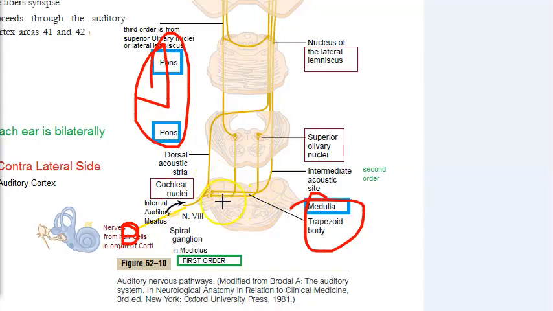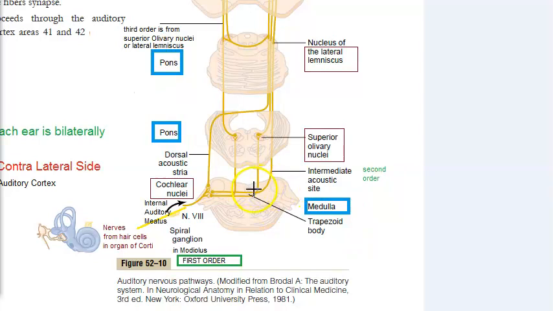Then the second order neurons pass to the opposite side. So you can see the second order neurons here, they pass to the opposite side. And some of them, okay, terminate in the superior olivary nucleus. Some fibers pass to the superior olivary nucleus of the same side also. Same side also, opposite side also they are going, okay. From the superior olivary nucleus, the fibers pass through the lateral lemniscus. So you can see the lateral lemniscus here. A few fibers terminate in the nucleus of the lateral lemniscus. The remaining fibers bypass this nucleus and reach the inferior colliculus.